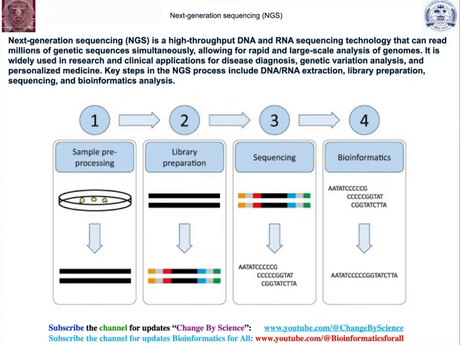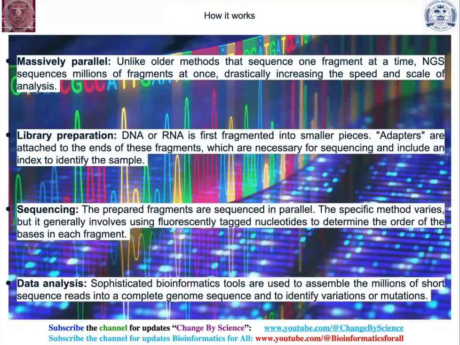So the key steps, as you can see here in the figure also, are sample preparation and pre-processing, library preparation, sequencing, and bioinformatics analysis, or you can say the analysis part. So next part is how it works. It is basically massively parallel library preparation, then sequencing and data analysis.